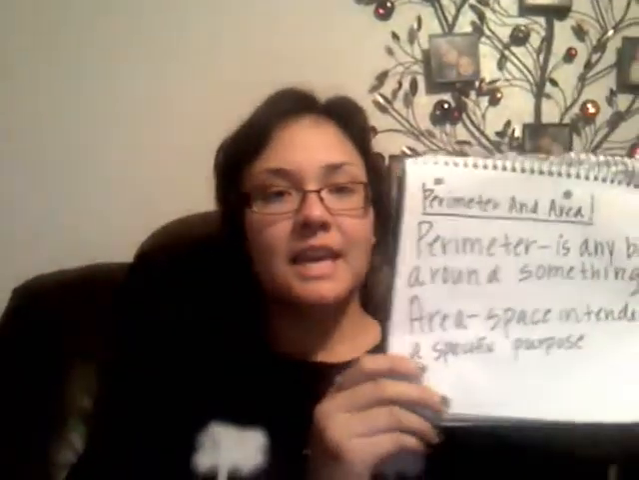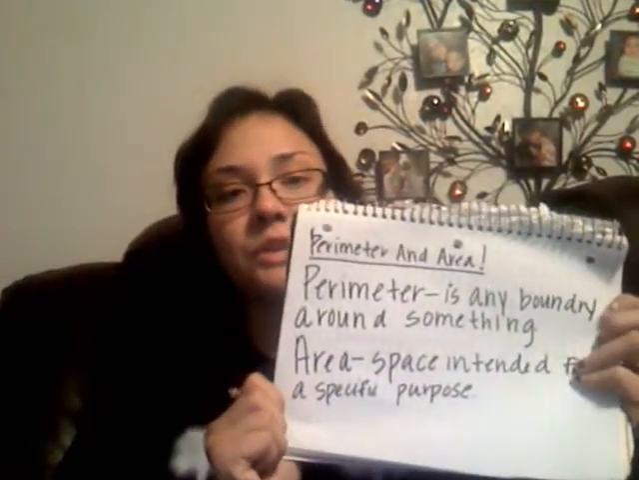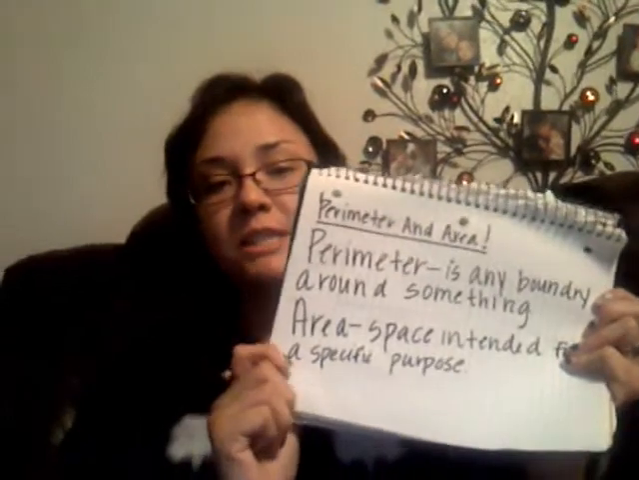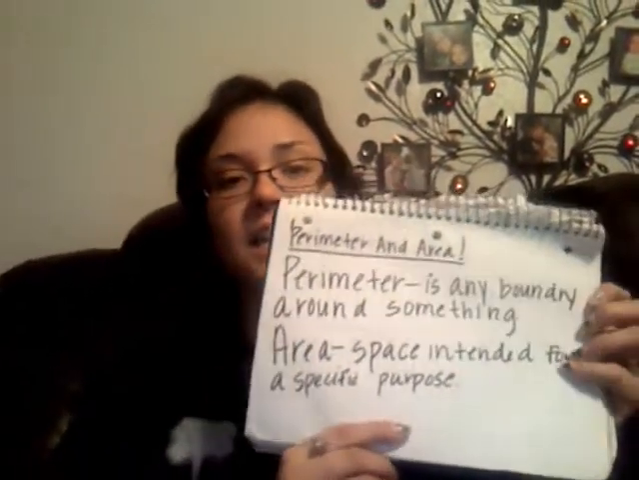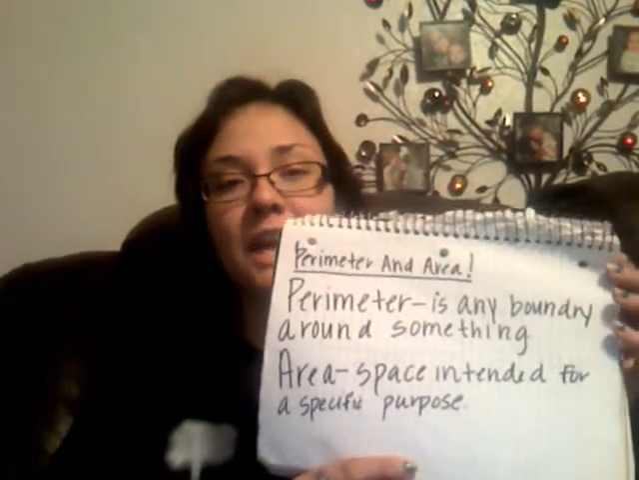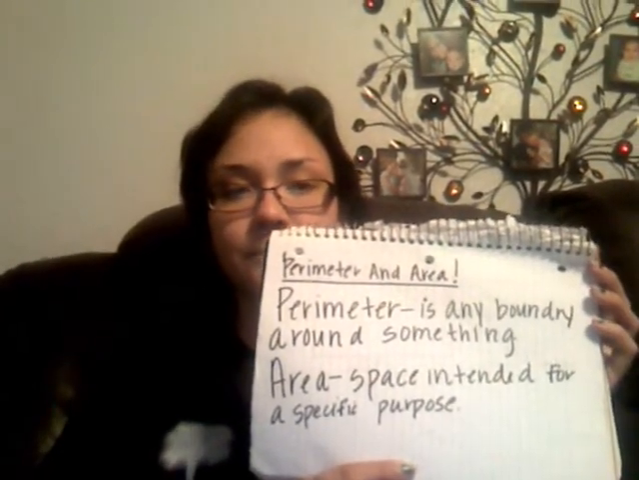Today we will be covering perimeter and area. So if you can get out your math binders and turn to a sheet of paper, I'd like for you to write down these definitions. First, perimeter is any boundary around something. Area is a space intended for a specific purpose. If you can write these down, we'll go back to perimeter and I'll show you an example.